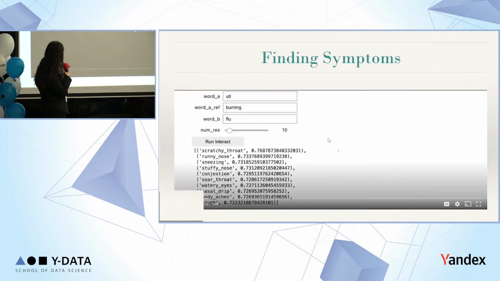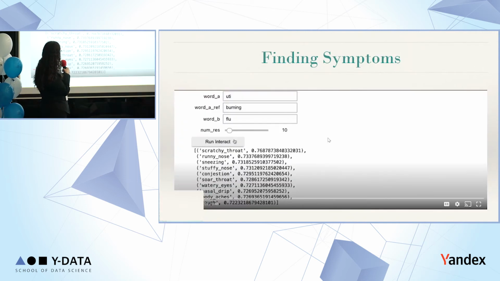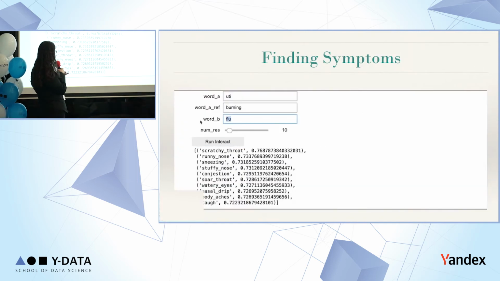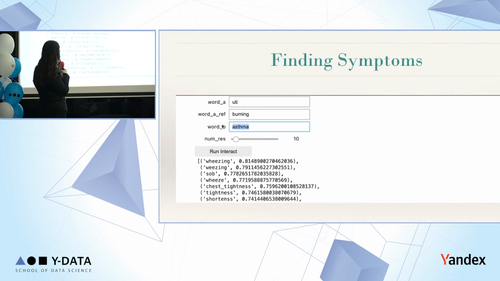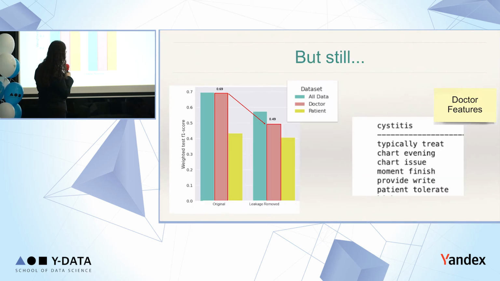Okay. Yeah, so we can see here UTI goes to burning, flu goes to scratchy throat, runny nose and sneezing. There's a lot of symptoms for flu. And asthma goes to wheezing and shortness of breath. So it worked pretty well.